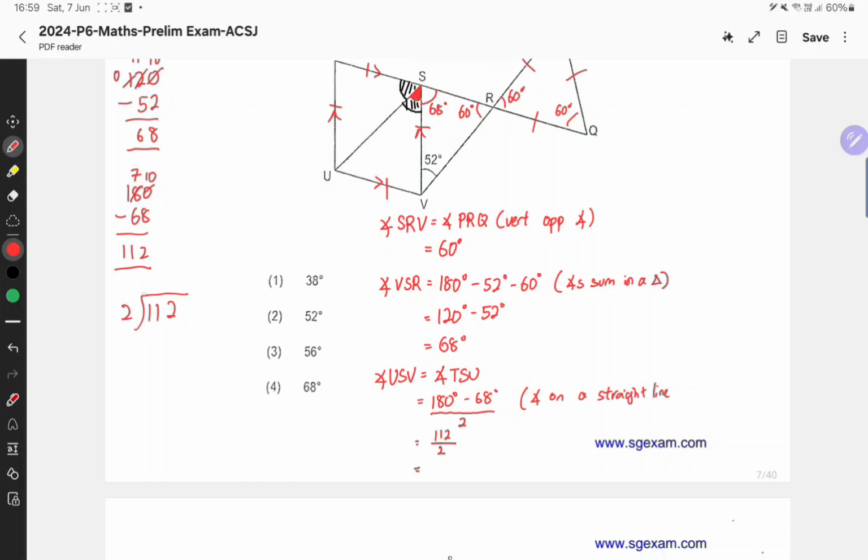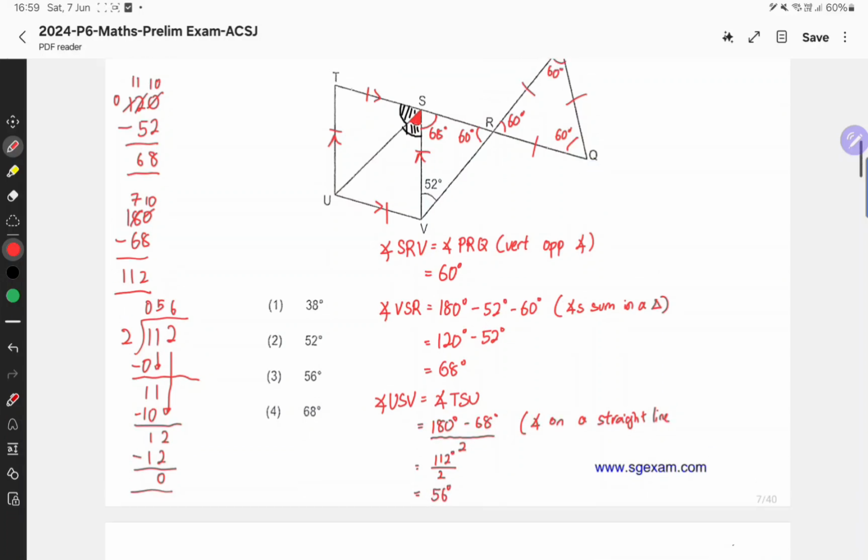So 1 cannot divide by 2, so we put a 0 at the top and a 0 at the bottom. 1 minus 0 is 1. Bring down the 1, so now it will be 11. 11 divided by 2, the nearest number we can have is 10. So 10 divided by 2 is 5. 11 minus 10 is 1, bring down the 2. 12 divided by 2 is 6, and here you write 12. So 112 divided by 2 is 56 degrees. Therefore angle USV is 56 degrees.